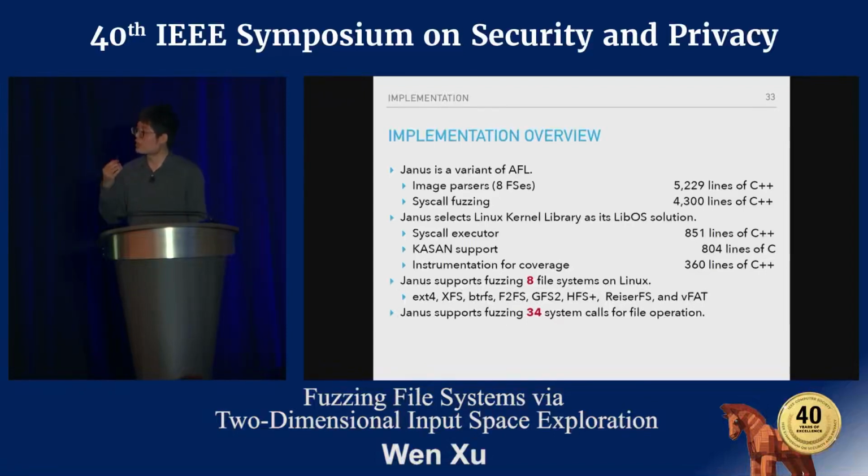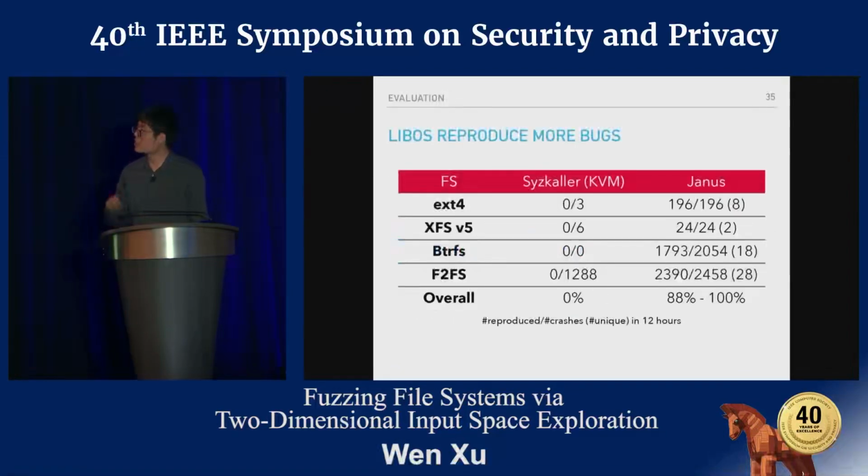And also, we introduce the kernel address sanitizer support into it, which is very popular for finding bugs. And also, we instrument for coverage. So our fuzzer supports 8 mainstream file systems on Linux and supports 34 system calls, which are related to operating files. And here's the evaluation.